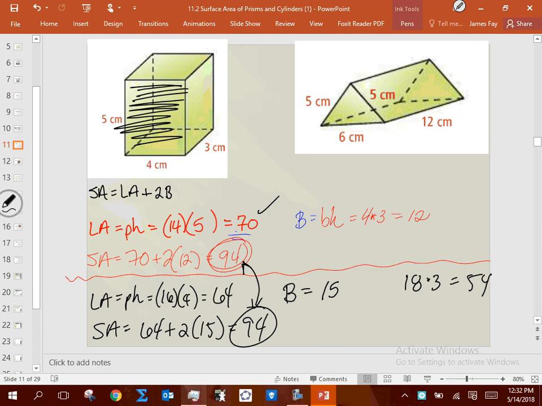But the surface area, if I allow the front and the back to be bases, is still going to total to 94. Because there is a base of 20. And then 2 times 20 will be 40. 54 plus 40 is still 94.